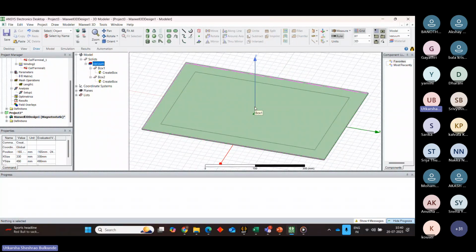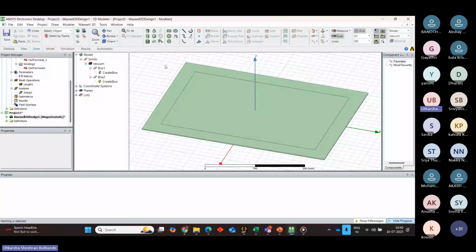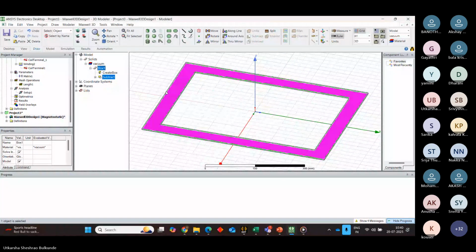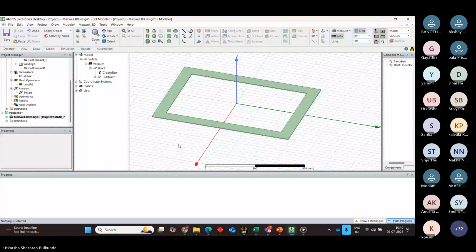Now what I need to do is subtract this from the outer dimension, right? So select first the outer dimension, then the box, and subtract. Can you see you got the coil? You got your coil. Can you see now? It looks like a rectangular coil, right? If you wound it, the shape would have looked like this only, right?